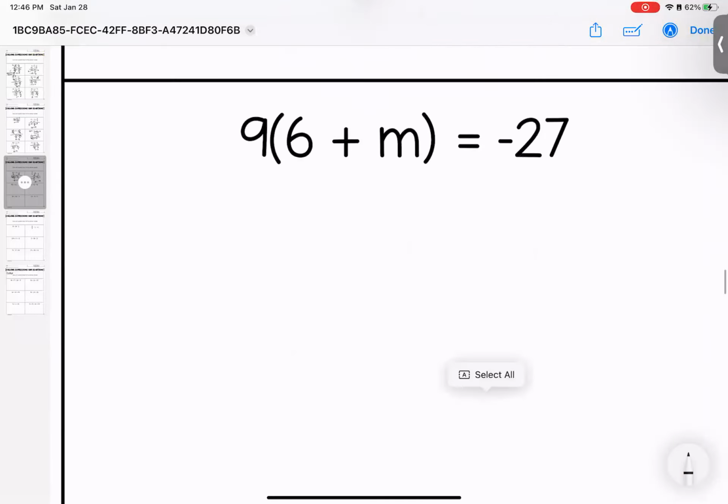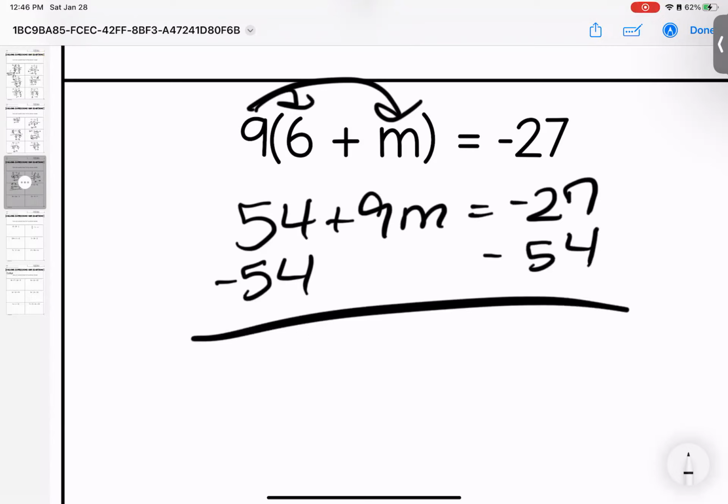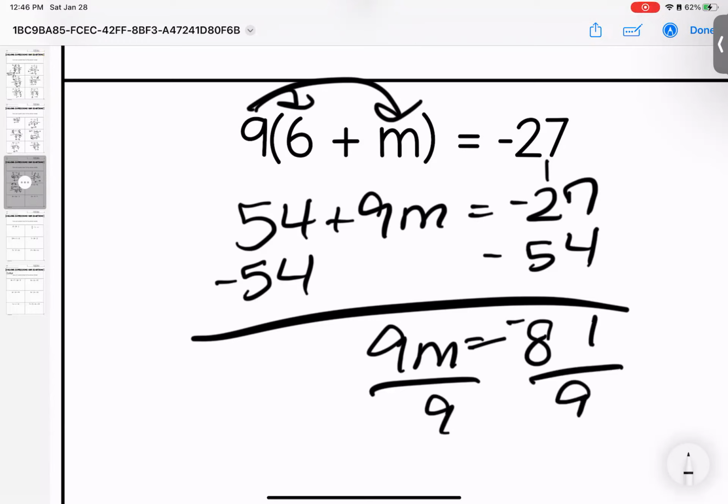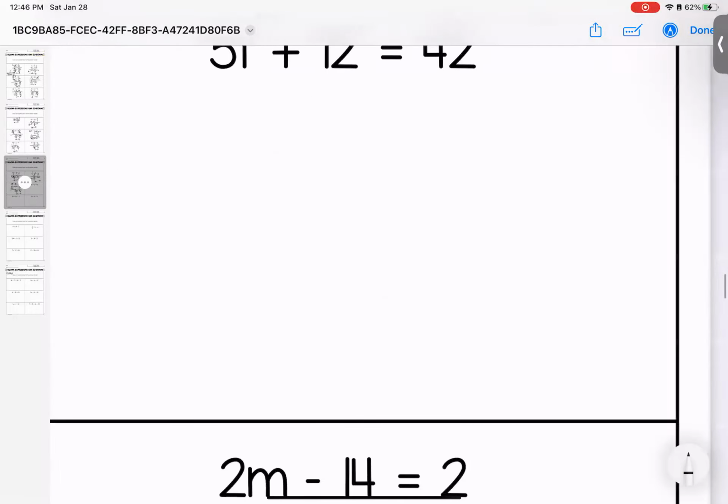Let's move and groove. Sharing out that 9. 9 times 6 is 54 plus 9m is equal to negative 27. I'm going to subtract 54 from both sides. That leaves me with 9m. These are the same sign, so they're going to grow in a negative way. 7 and 4 is 11, 5, 6, 7, 8. And it's going to be negative 81. Divide both sides by 9. Get rid of those sticky numbers. M is equal to negative 9.